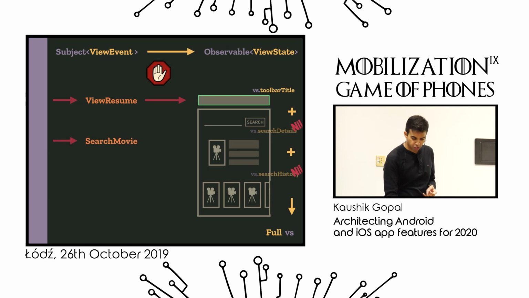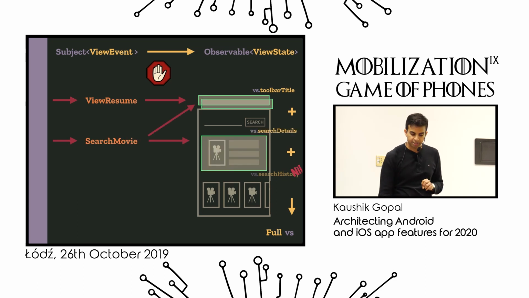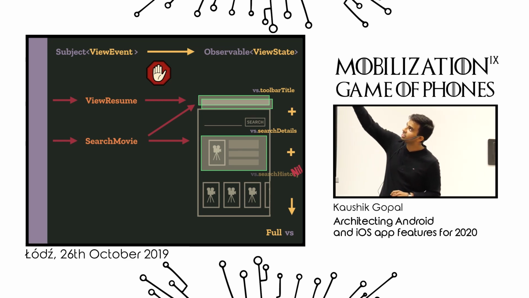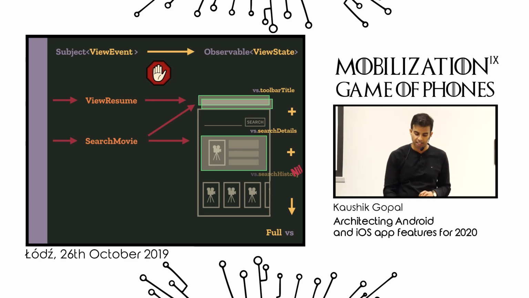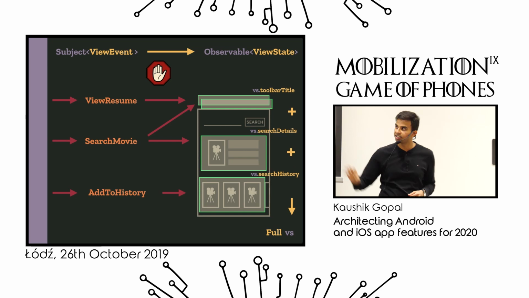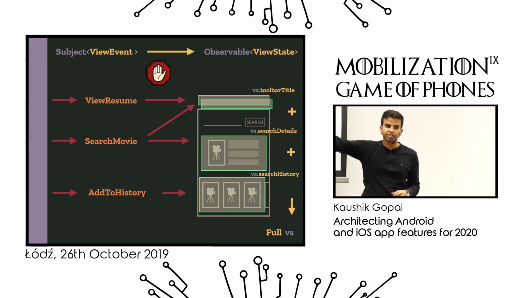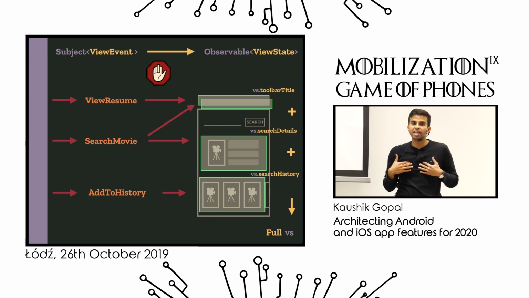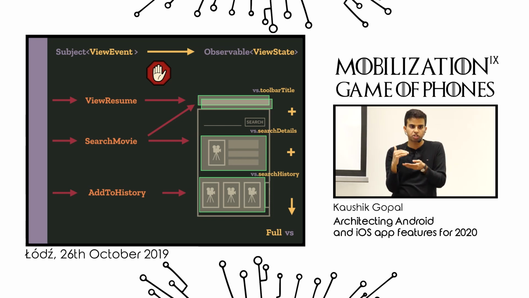So now if I have a search movie view event, it affects only the search details part and the toolbar title. If I have my other final event come in, say add to history, this would only affect this portion, right? The add to history event would have no idea what the toolbar title is. It doesn't care, right? It's like, hey, I'm just here to add the history.